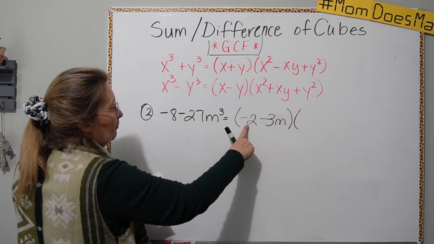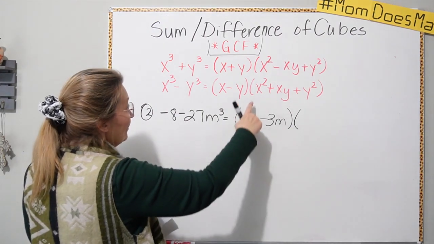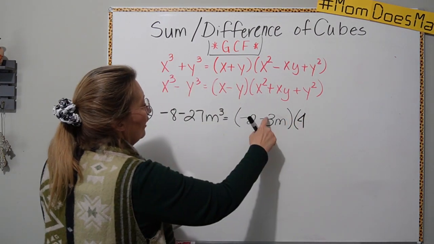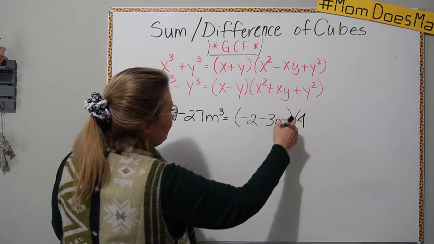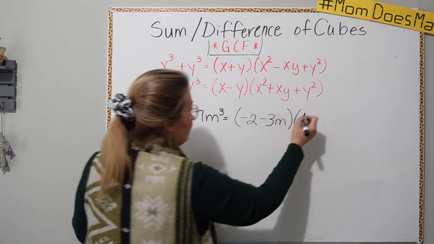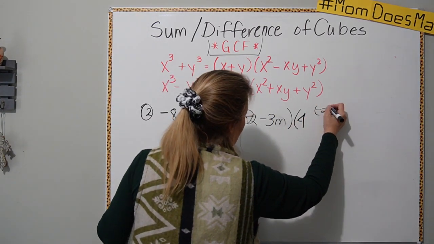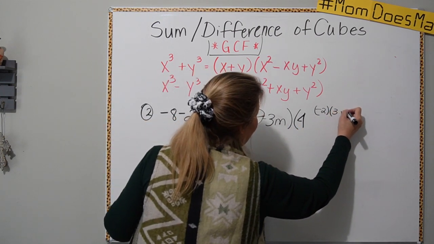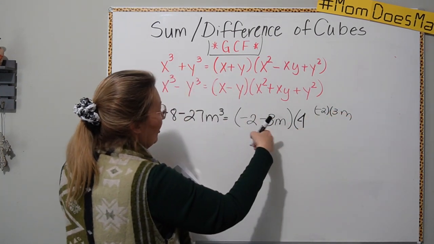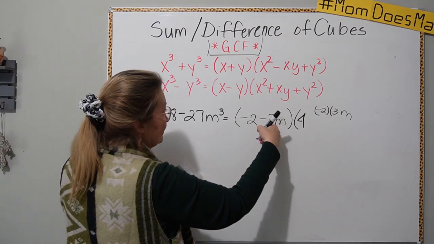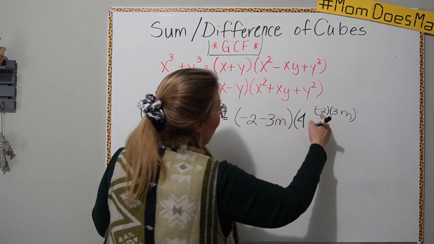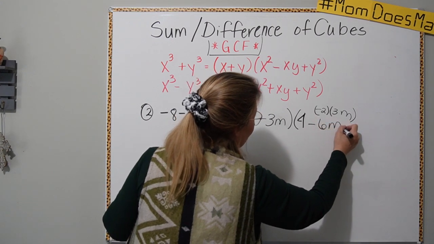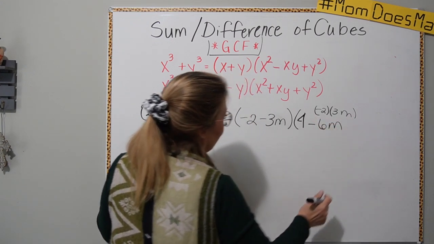Okay. My x was negative 2. When I square that, I get positive 4. So that's fine. Now for this middle term, my x times y, what was x? Well, it was negative 2. And what was y? Well, it was just 3m. This minus was not a part of this. This is just y. So when I do negative 2 times 3m, I get negative 6m. I know that's a little confusing.